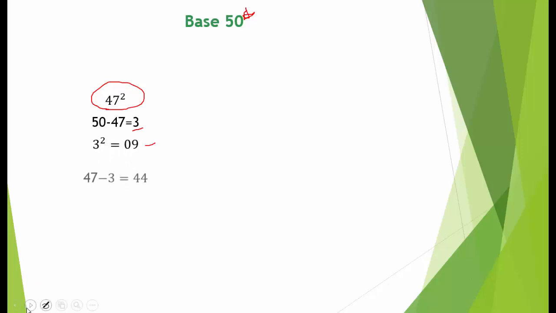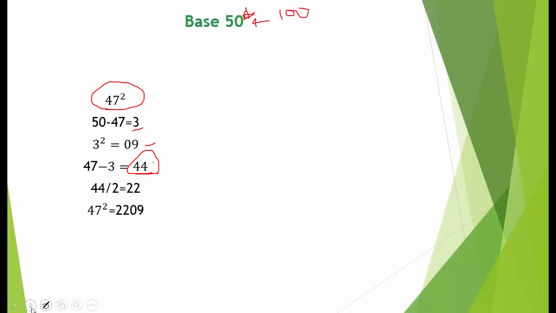Now we will do the same thing, that is subtract 3 from 47, this will become 44. Now in base 100 we use this 44 as it is, but according to base 50 this is the half of 100. The relation between base 100 and base 50 is that this is the half, so take half of this number. If we take half, this will become 22 and the square will be 2209.